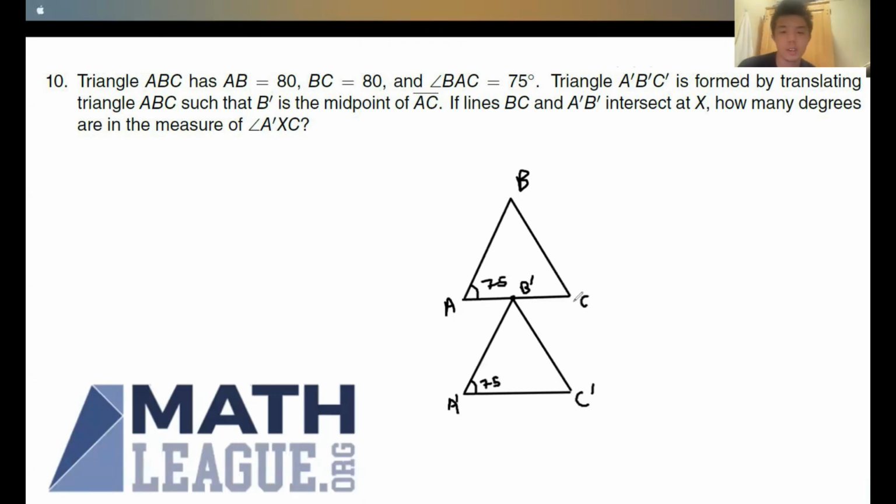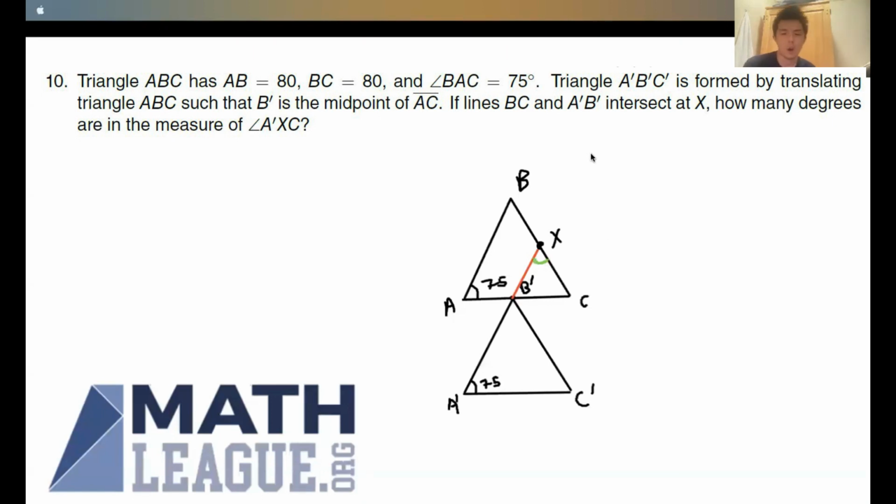And what we are asked is, let's say that lines BC and A prime B prime intersect at X. So if I extend A prime B prime, and we'll color this red, to meet line BC at this point over here, X, we want to figure out how many degrees are in the measure of angle A prime XC, which is this angle over here. I'll mark this with green. That's what we're trying to find.